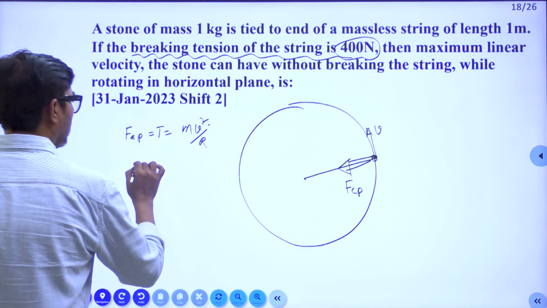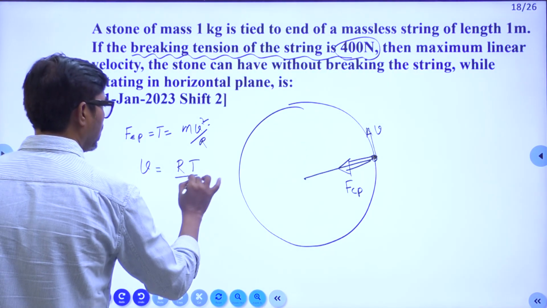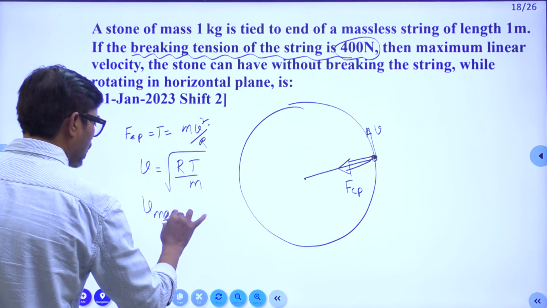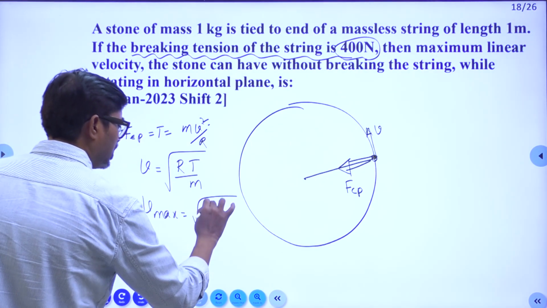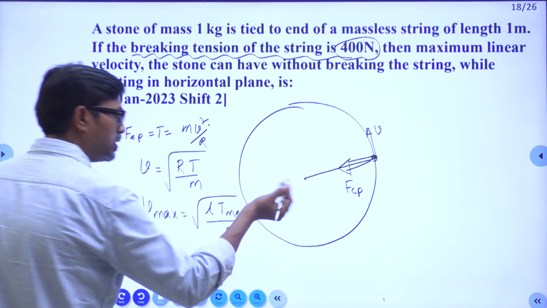Now they are asking v. Let us calculate v. It is root of r into T by m. They are asking v maximum, and that will be root over r, which is the length of the string, into T max divided by mass. That's the answer.